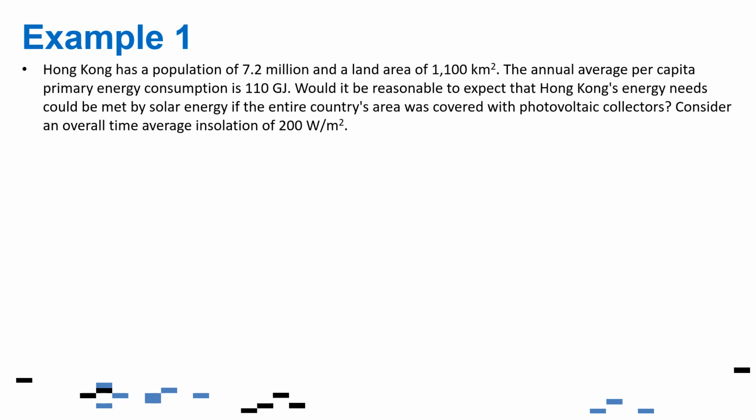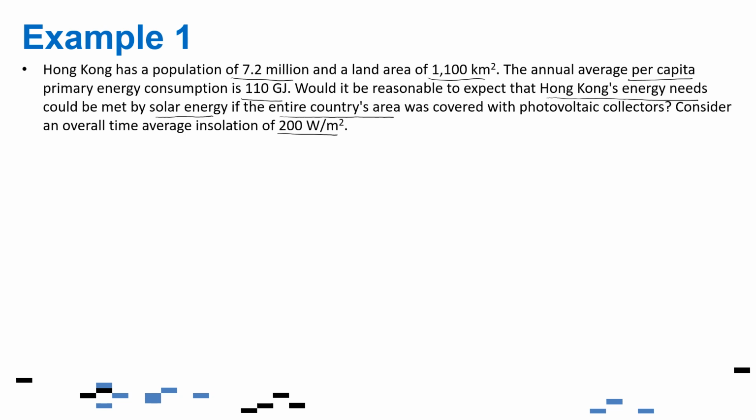So in this example number 1, Hong Kong has a population of 7.2 million people and a land area of 1,100 square kilometers. The annual average per capita, so this is per person, primary energy consumption is 110 gigajoules. Would it be reasonable to expect that Hong Kong's energy needs could be met by solar energy if the entire country's area was covered with photovoltaic collectors? Consider an overall time average insolation of 200 watts per square meter.